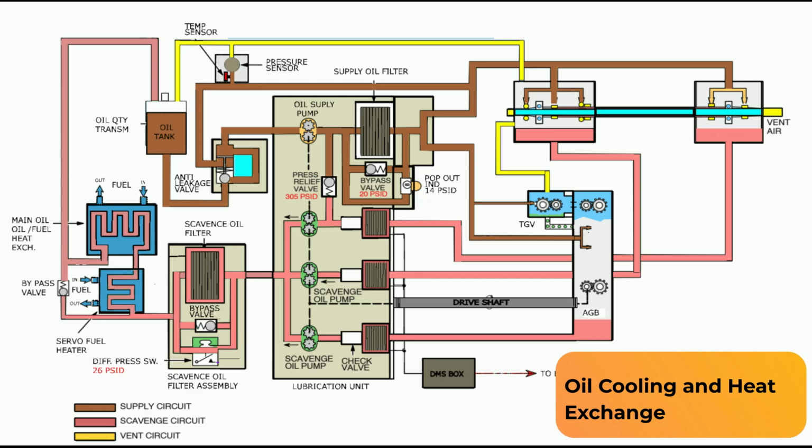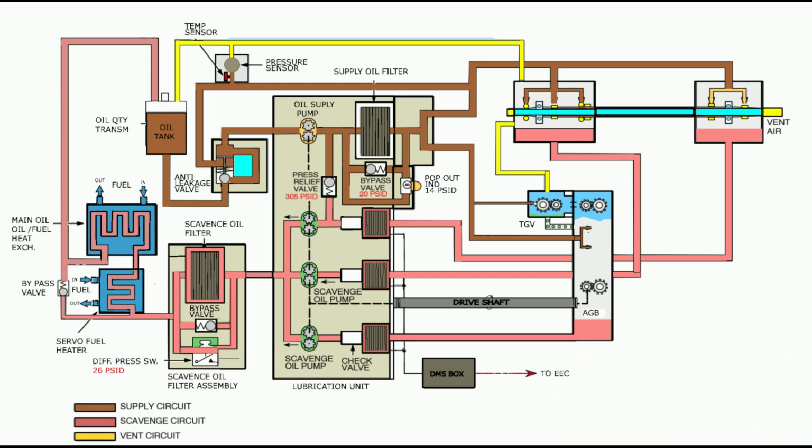Oil cooling and heat exchange. Before the oil returns to the engine oil tank, the main oil is cooled within the fuel oil heat exchanger. The oil enters the heat exchanger through the inlet port located on the housing. Oil and fuel flow through their respective channels without making physical contact with each other. At this stage, the heat from the oil is transferred to the fuel via heat exchange. The objective is to cool the oil to ensure it retains its lubricating properties while simultaneously increasing fuel efficiency by preheating the fuel.